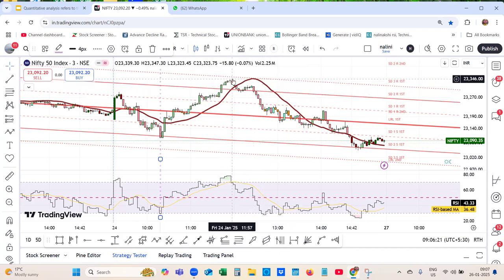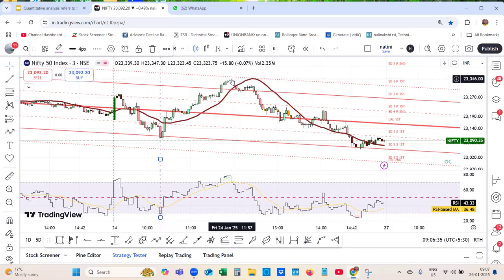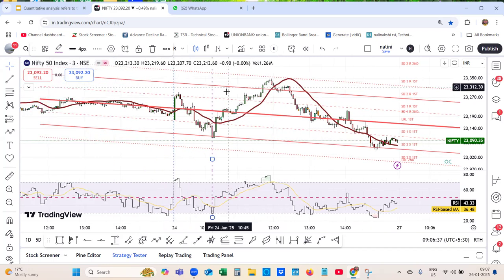Then it indicated weakness. You can consider it as a resistance. You could have gone for buying a call option. Here, buying a put option. It would have helped you. Easily, you can identify the trend in the market, combining with the RSI or combining with Bollinger Bands. You can trade very easily.